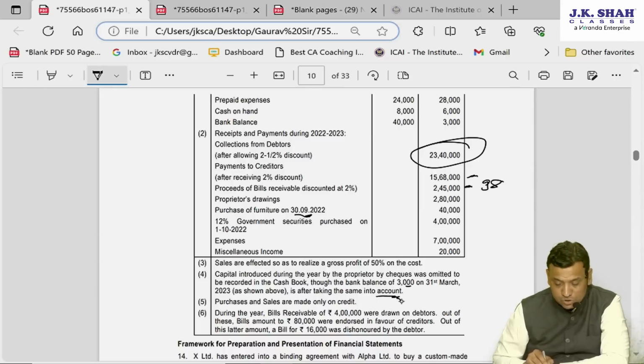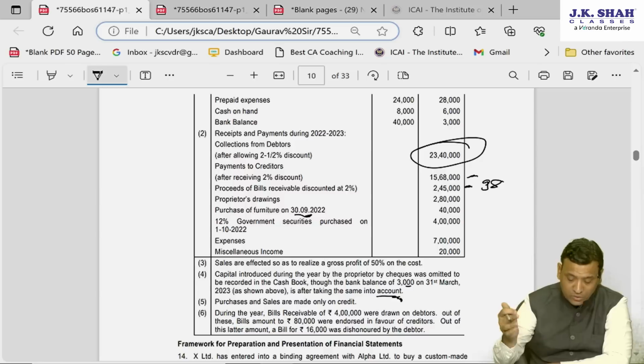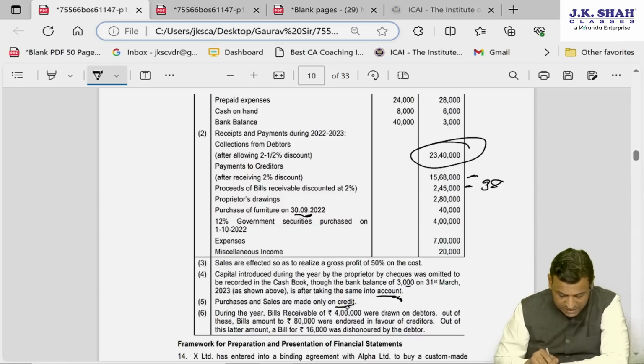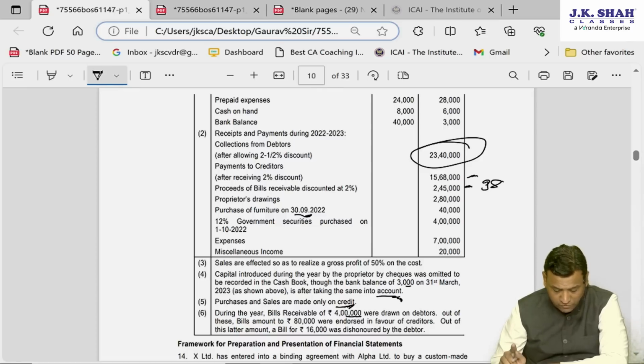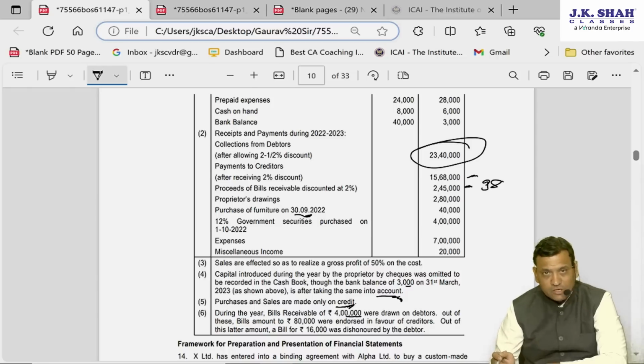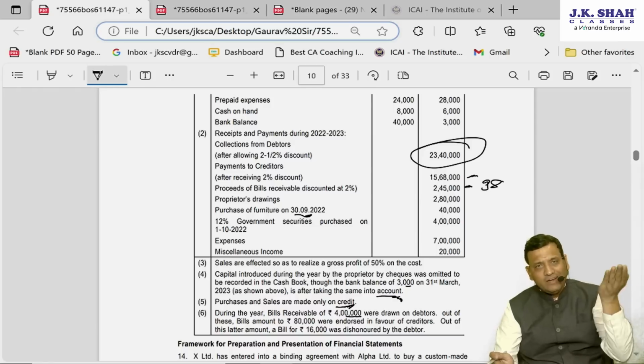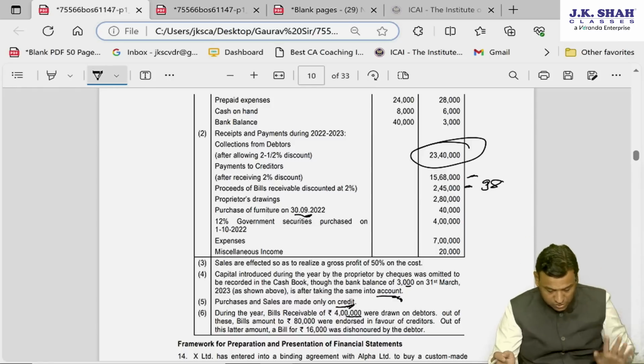Okay, capital introduced. So can I say my entry will be bank account debit to capital? Purchases and sales are only on credit. During the year 4 lakh bill was drawn. So beta, you will be passing a journal entry. Bill receivable account debit to debtors. Out of this 80,000 were endorsed in favour of creditors. So creditors to bill receivable 80,000. Out of this, bill of 16,000 was dishonored. So your entry will be nothing but debtors to creditors 16,000.